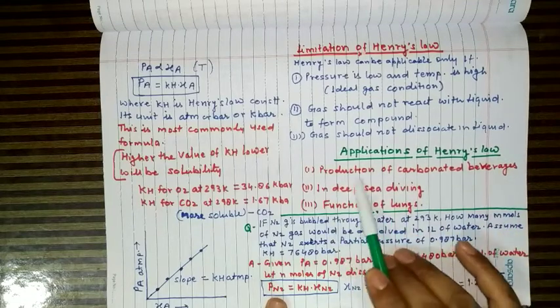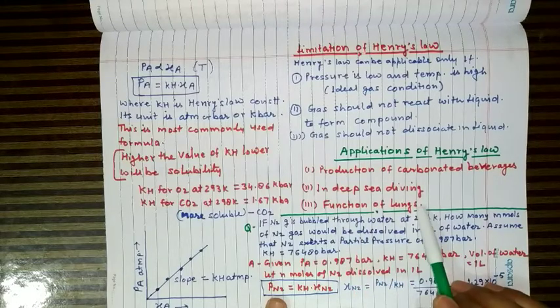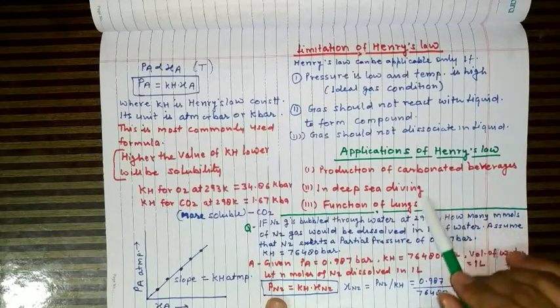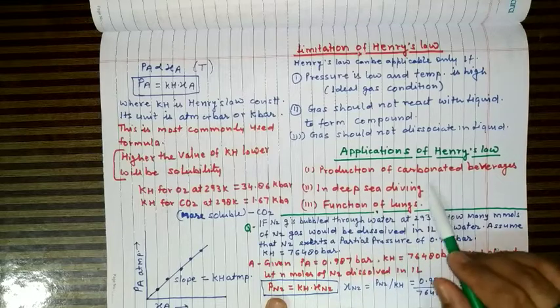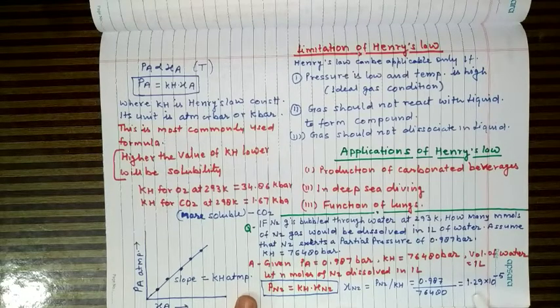Applications of Henry's law: production of carbonated beverages, deep sea diving, function of lungs. As in deep sea diving, the scuba divers use compressed air for their respiration. Since compressed air is dissolved in blood, oxygen is utilized in metabolic process and nitrogen remains dissolved and is not utilized there. So when a scuba diver comes up, his body will be subjected to 1 atmospheric pressure. Now dissolved nitrogen will start making bubbles that cause problems in the body, which is called decompression sickness. Now here is a numerical problem based on this one.